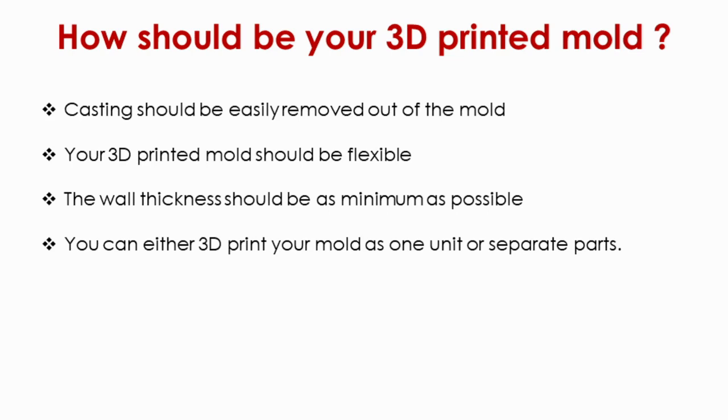So how should our 3D printed molds be? We need to take the castings easily out of the mold. So our 3D printed molds should be flexible. The walls should be thin. They need not be sturdy and hard. So the wall thickness of the mold needs to be as minimal as possible. And we can 3D print the molds as one unit or as separate parts to join together, so that we can easily take the parts away and take the casting out. Whatever I'm talking about right now, you will understand in more detail as we go further. So this is how we are designing our molds.